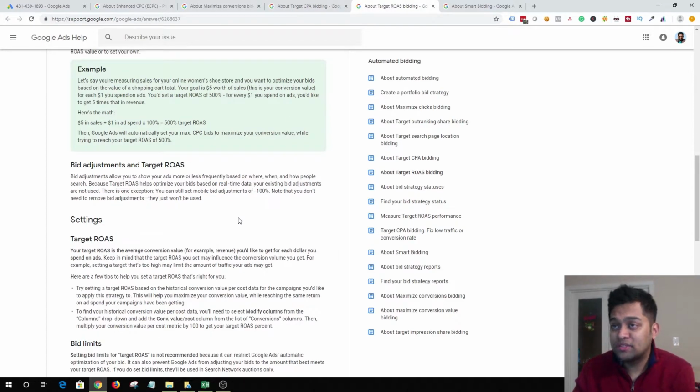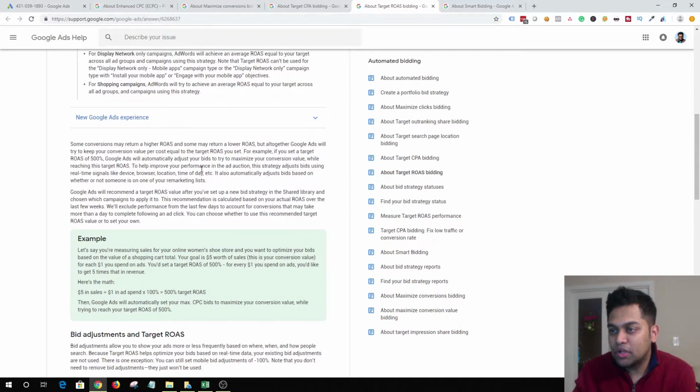And the final one is target return on ad spend. This is very suitable for, again, e-commerce campaigns. When you set a target return on ad spend, Google will always try to hit that ROAS. Let's take an example again. Let's say you're selling $5 worth of product, and you set your target return on ad spend at 500%. That means you need to sell that product for $1 of ad spend. Only then can you get a return on ad spend of 500%. So here's the math: $5 in sales, you spend $1 to sell that product, and you multiply that by 100. So your target ROAS is 500%.